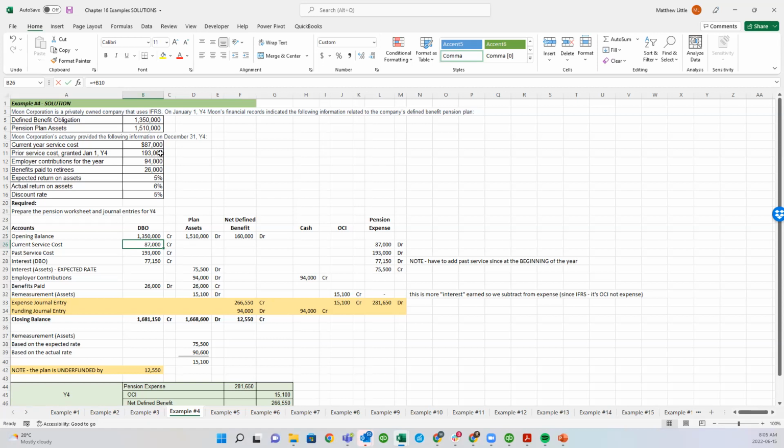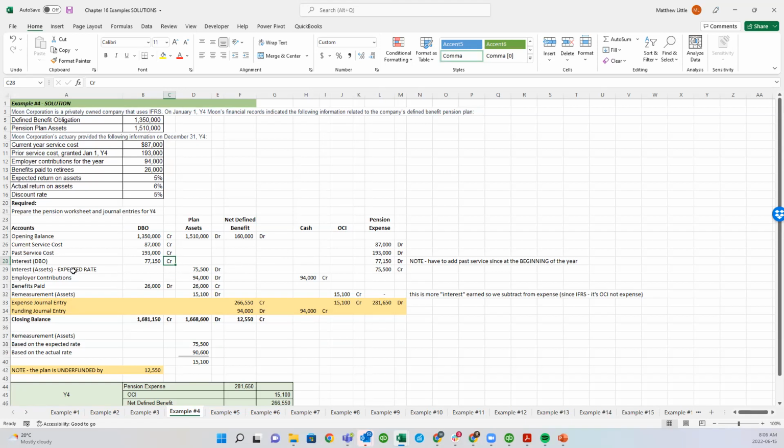Our past service cost, we're told, is $193. So we will credit our obligation, debit our pension expense. Our interest on the defined benefit obligation would be our discount rate of 5% times the opening balance and the past service costs. So make sure your order of operations are correct. Add those two times 5%. Credit to our obligation, we're increasing the amount that we owe our employees in the future, and a debit to pension expense.